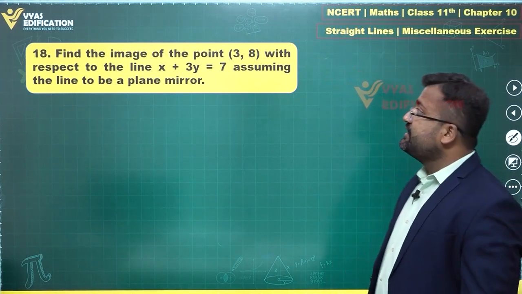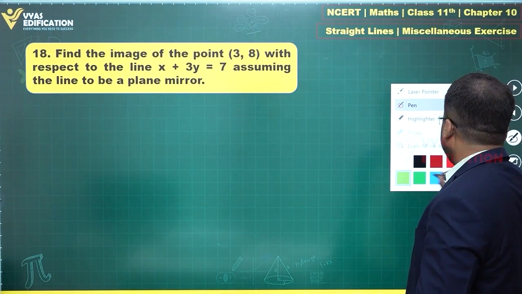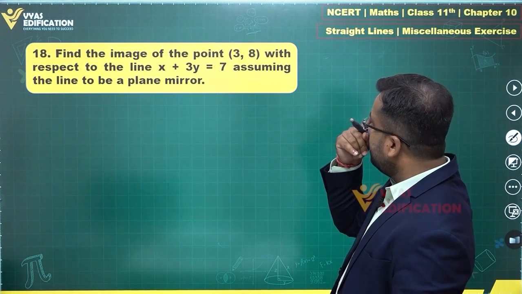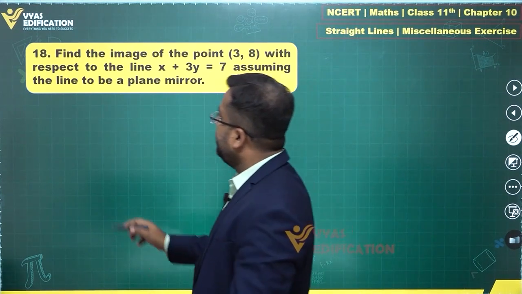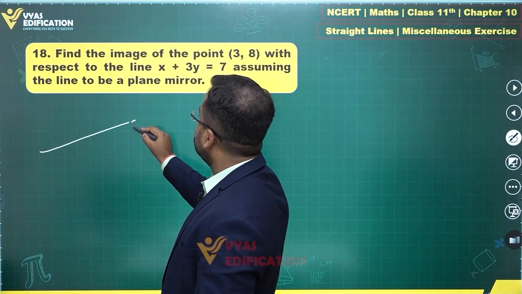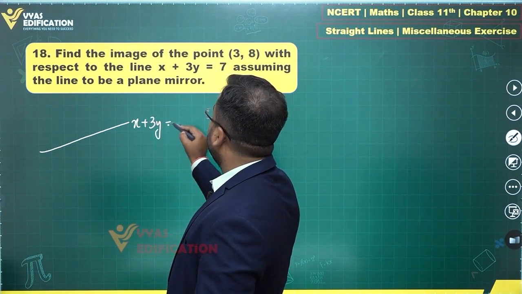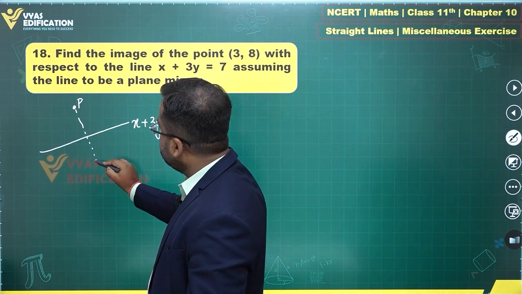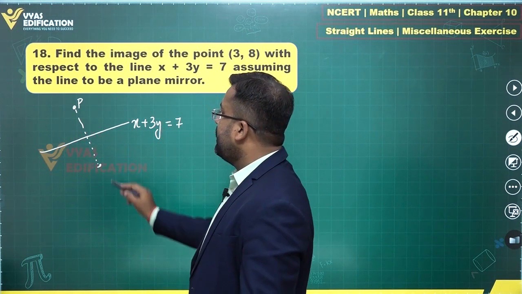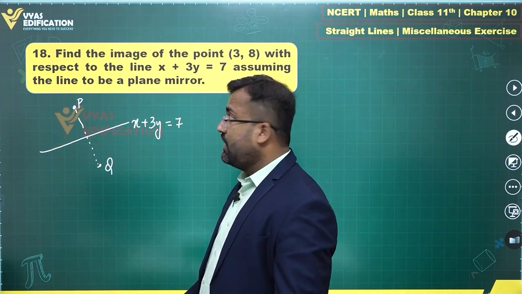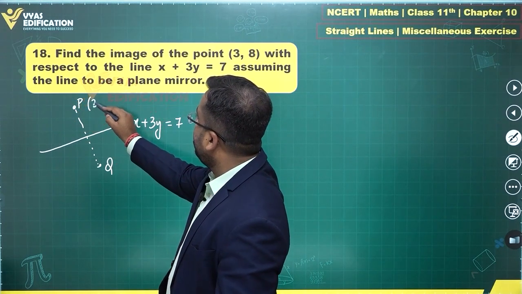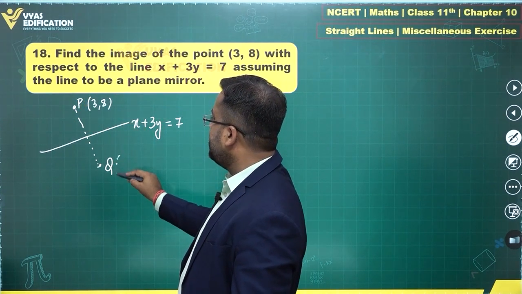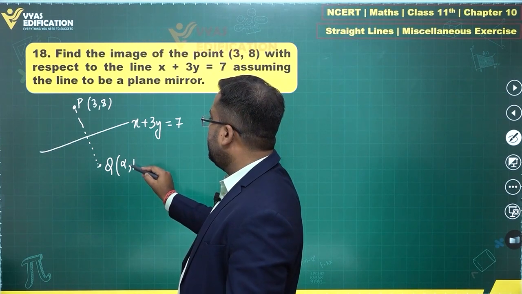The 18th question says, find the image of the point (3, 8) with respect to the line, assuming the line to be a plane mirror. Pretty interesting. We have a line which is x + 3y = 7. We have a point P, and considering this line as a plane mirror, we are supposed to find the image of P. P is (3, 8), and let's call the image point (alpha, beta).